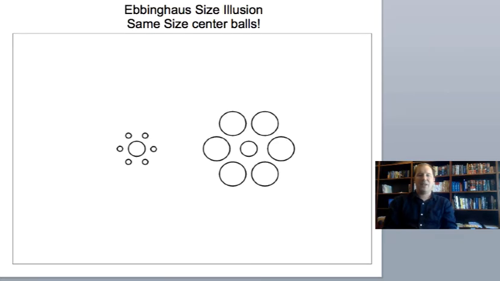Here's one called the Ebbinghaus size illusion. In the center of each of these circles is a ball. The ball on the left is the same size in area as the ball on the right in the center. Our comparative judgment is skewed by the fact that one ball is surrounded by large balls, the other by small.